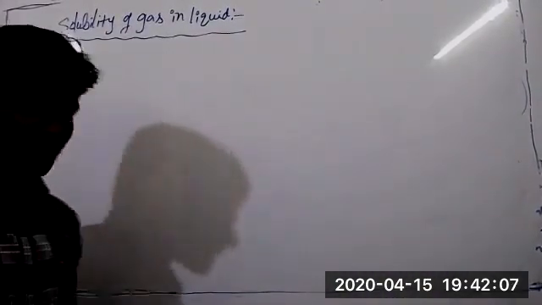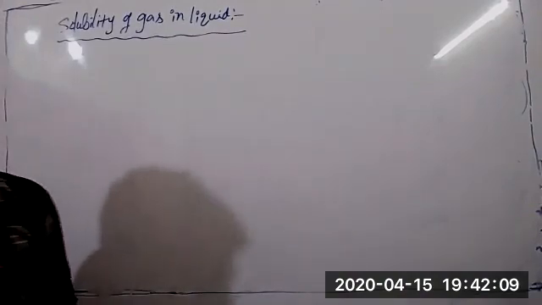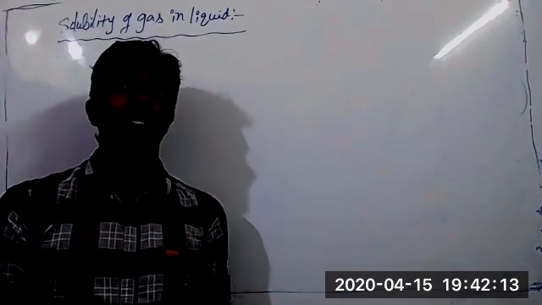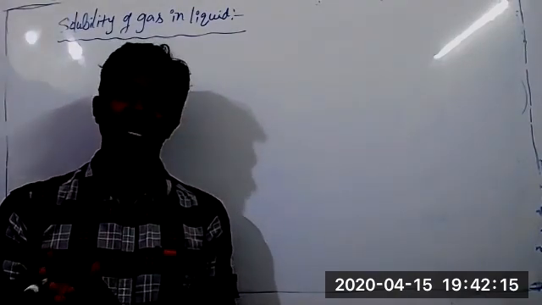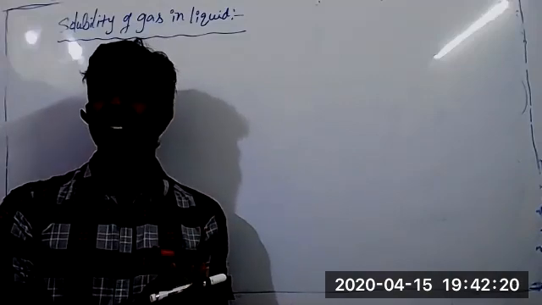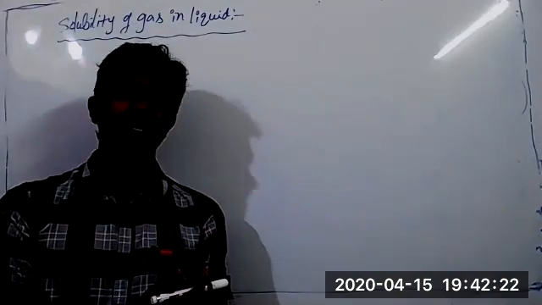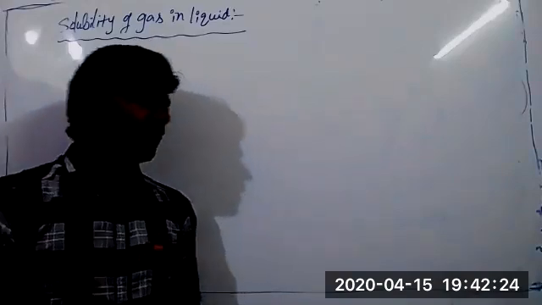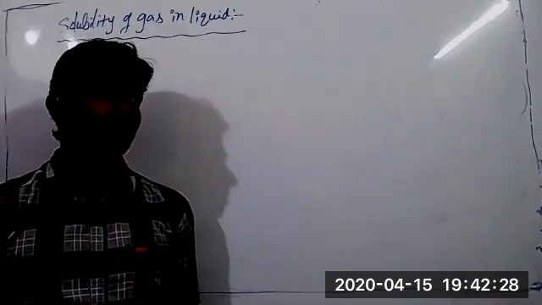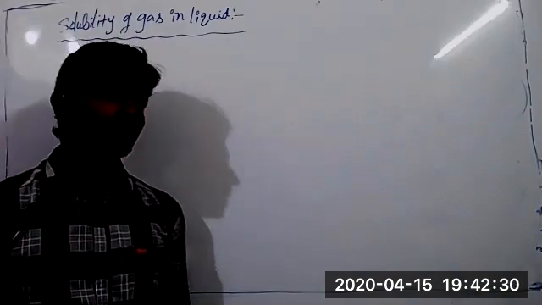Next one, solubility of gas in liquid. We know many gases are easily soluble in water. Oxygen gas is dissolved. HCl gas is also easily dissolved. Sulfur dioxide, carbon dioxide, these gases are easily soluble in water. These polar gases are easily soluble in water. That's why aquatic animals are alive in water, because oxygen is dissolved in water.